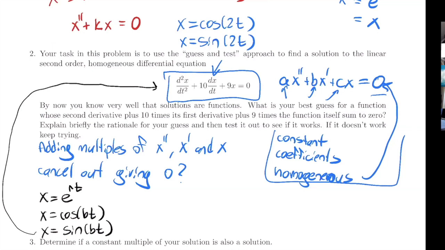Let's see, I think so. What happens if I take the derivative of sine? What type of function am I going to get back?